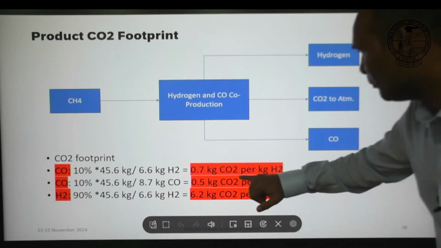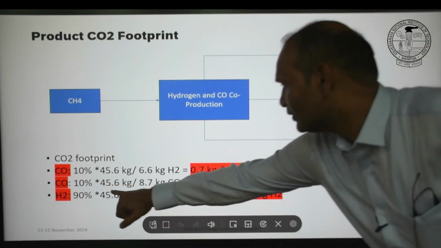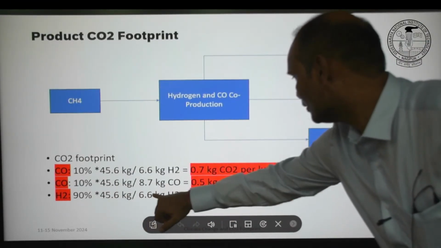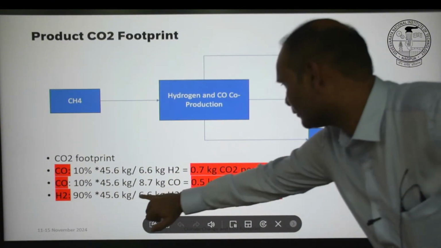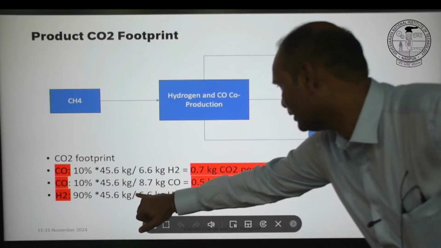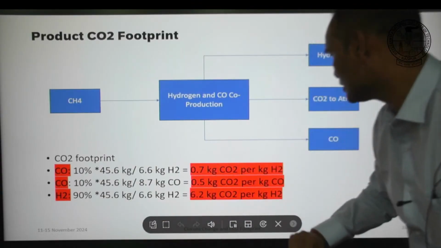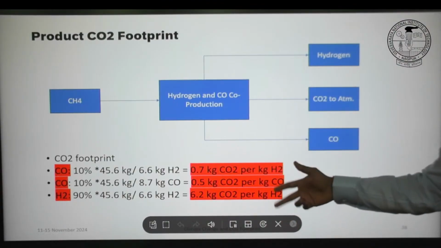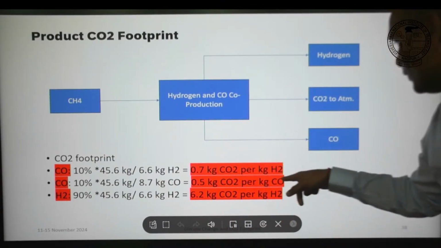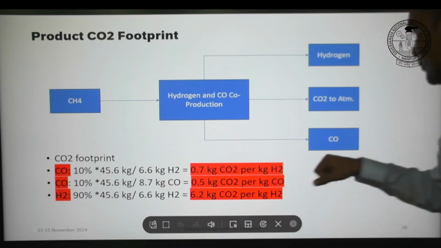So that's how we will report. For the hydrogen, I have this 90% energy, so I will take the kg of CO2, that was my total CO2, multiplied by 0.9. That's my CO2 footprint of my hydrogen product. And that's for my CO product.